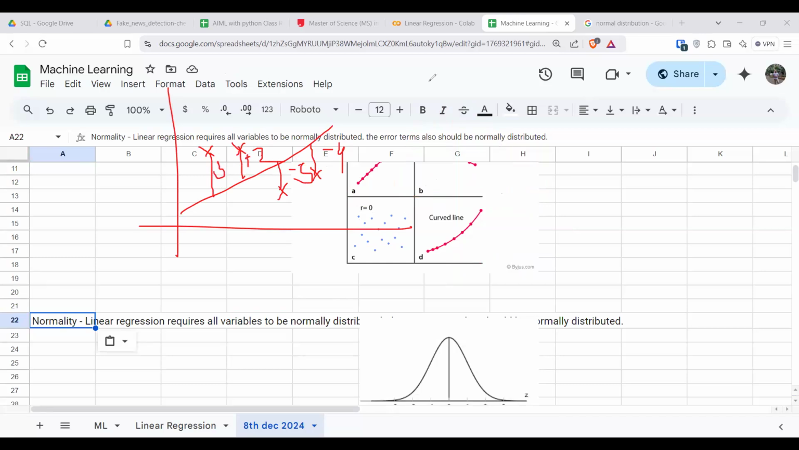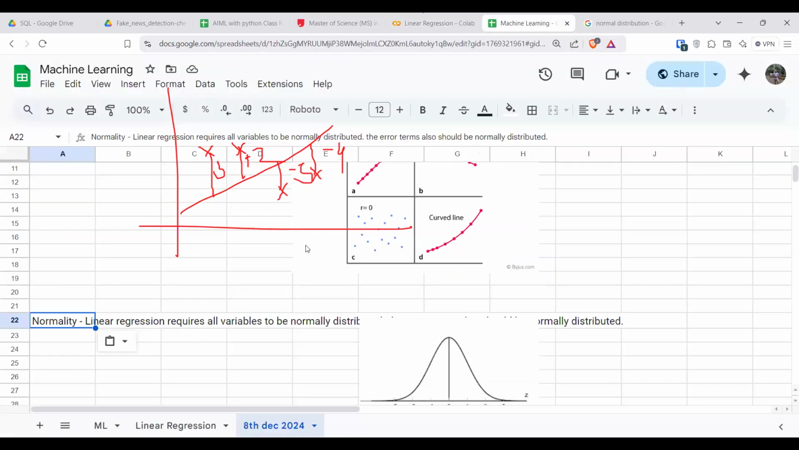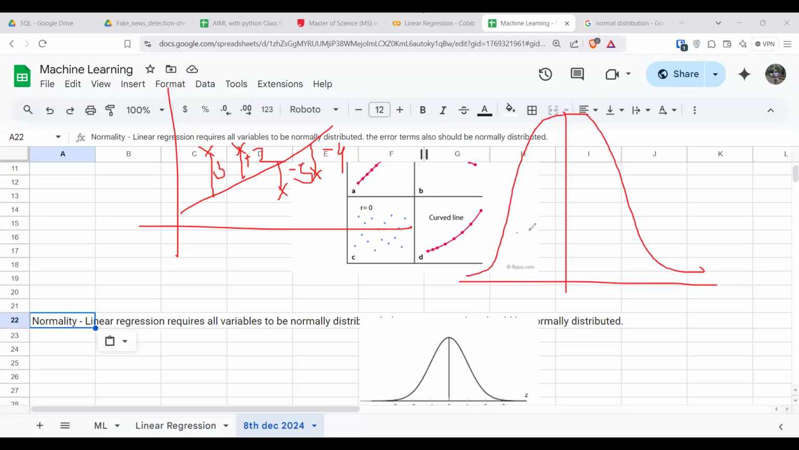So what it says is, the error terms should also be normally distributed. If you just plot the distribution of the error term, it should also be normally distributed. So 50% of the error should be on the left-hand side, 50% on the right-hand side. That is the second assumption, right?